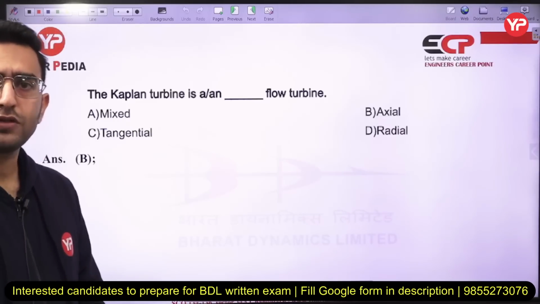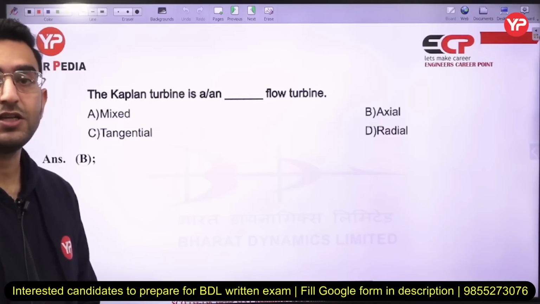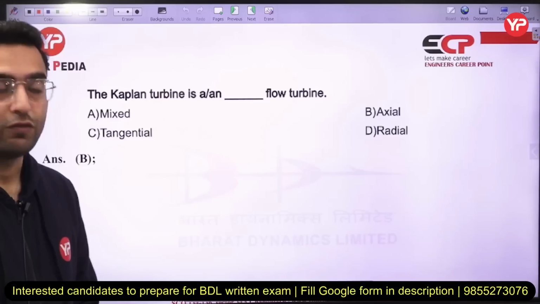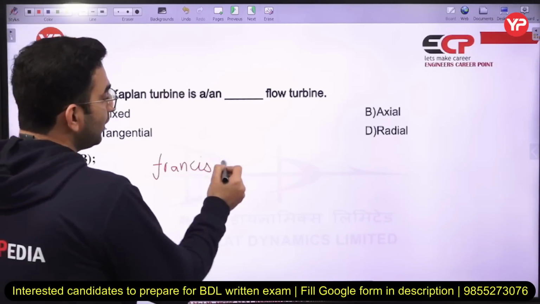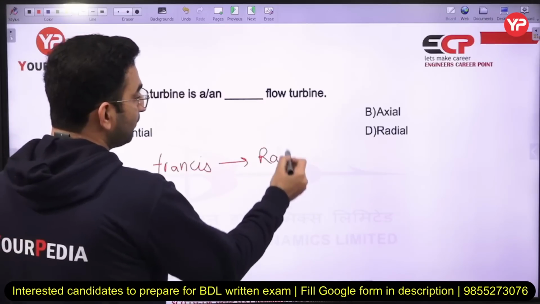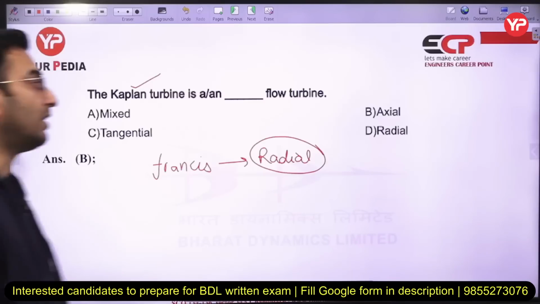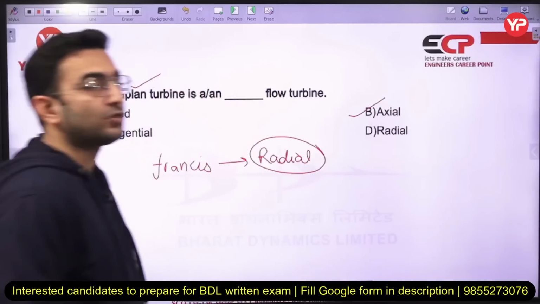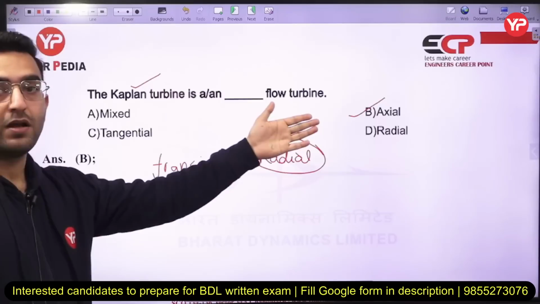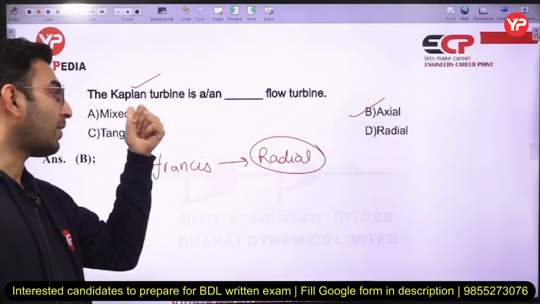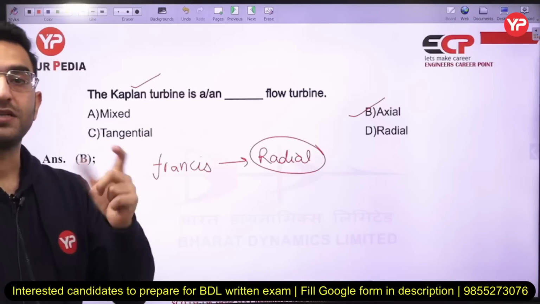In all of those turbines, we have both pressure energy as well as kinetic energy. The basic difference is the direction of flow. In the Francis turbine, the flow takes place in the radial direction here. But in the Kaplan turbine, the flow takes place axially, that means parallel to the axis of rotation. The propeller turbine is also an axial flow turbine. The basic difference between the Kaplan and the propeller is that in the Kaplan turbine the blades are adjustable, whereas in the propeller turbine the blades are fixed to the shaft here.